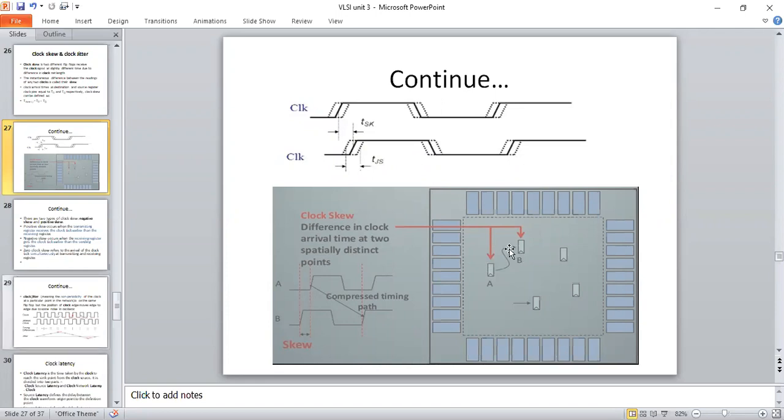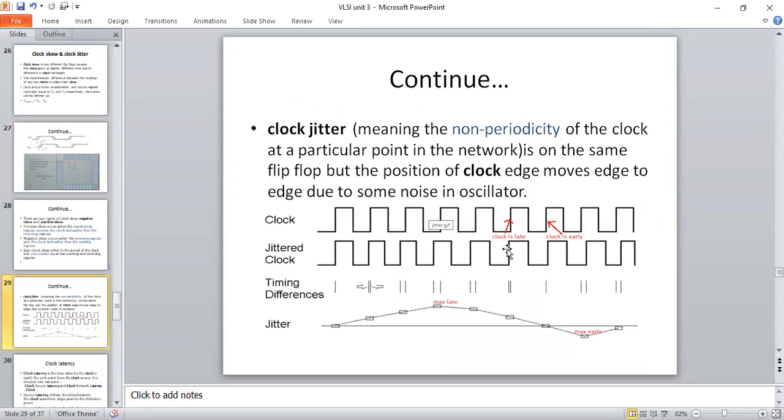But whenever you are coming to the jitter, the 10 nanoseconds will not be the same for every clock here. It will be some 5 nanoseconds, it will be 10 nanoseconds, it will be 25 nanoseconds, and it will be 0 nanoseconds at some positions. So the delay will change, and that is called clock jitter.